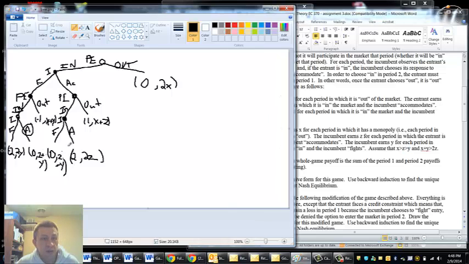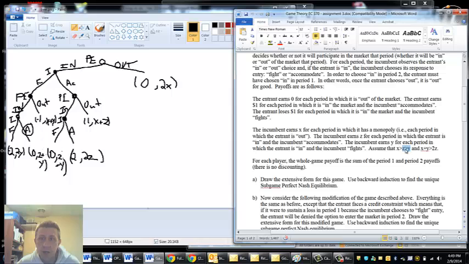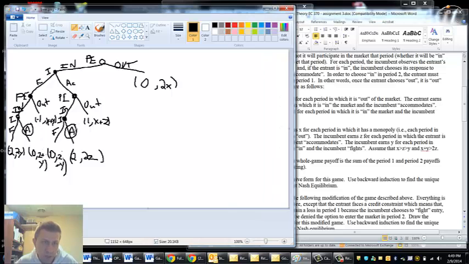What about this spot over here? The incumbent could fight or accommodate after the entrant moved in and the incumbent accommodated, and the potential entrant moves in again. Do they want to fight or accommodate? Well, here they're looking at Z plus Y, or 2 times Z. Z is greater than Y, so Z plus Z is greater than Z plus Y. The incumbent would want to accommodate.